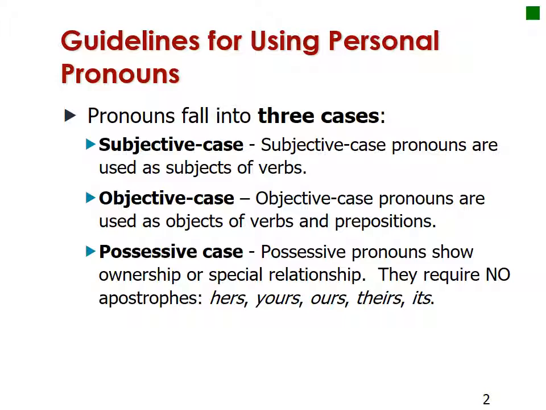Subjective case pronouns are used as subjects of verbs. For example, I, you, he, she, it, we, you, and they. Objective case pronouns are used as objects of verbs and prepositions, and those would be me, you, him, her, it, us, you, and them. And possessive case pronouns show ownership or special relationship. They require no apostrophes, and those are my, mine, your, yours, his, hers, its, our, ours, your, yours, as in plural, their, and theirs, also plural.